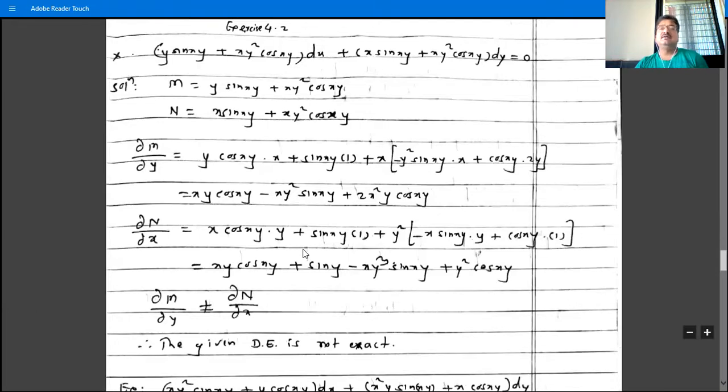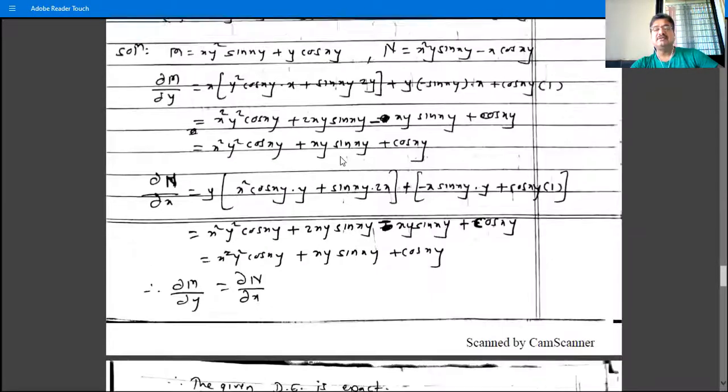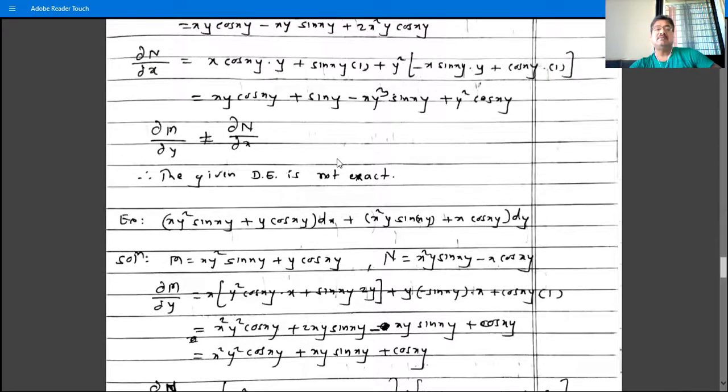Already in the previous two lectures, we have seen how we can find the solution of the exact differential equation, and how we can determine whether the given differential equation is exact. The necessary and sufficient condition for the differential equation of the type M dx + N dy = 0 to be exact is that ∂M/∂y is equal to ∂N/∂x. So solve all the problems of exact differential equation. This topic is important as far as the exam is concerned.